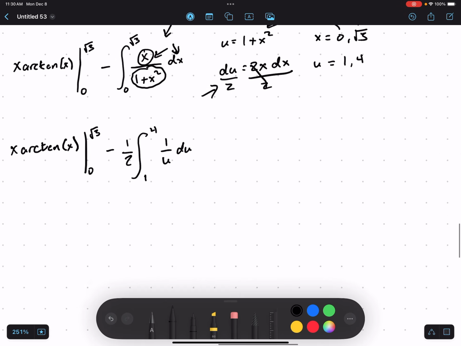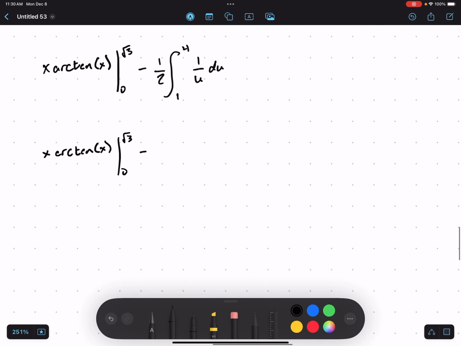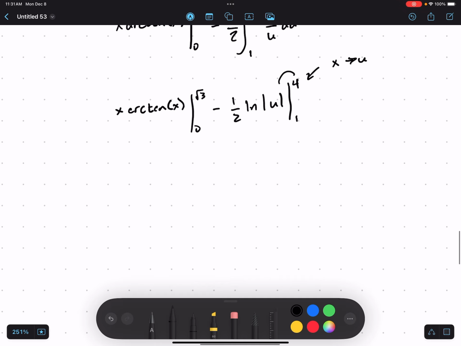Moving swiftly along now, we've got x arctan x, still from 0 to root 3, I'll take care of that in just a moment, minus now 1/2. The integral of 1 over u is simply ln, absolute value of u, and this is now from 1 to 4. Now because we've converted these bounds from x terms to u terms, we can just plug them in. We don't need to replace u with 1 plus x squared, which is what u stands for. We can just go ahead and plug the bounds directly in. Same thing over here. Although we didn't have to change these bounds whatsoever, they're ready to just plug in and play.